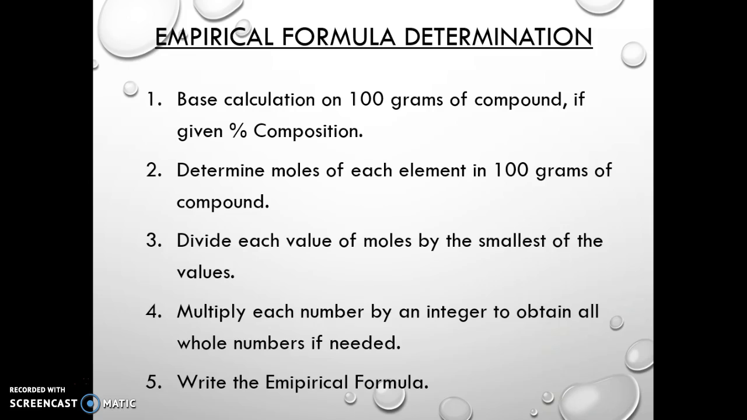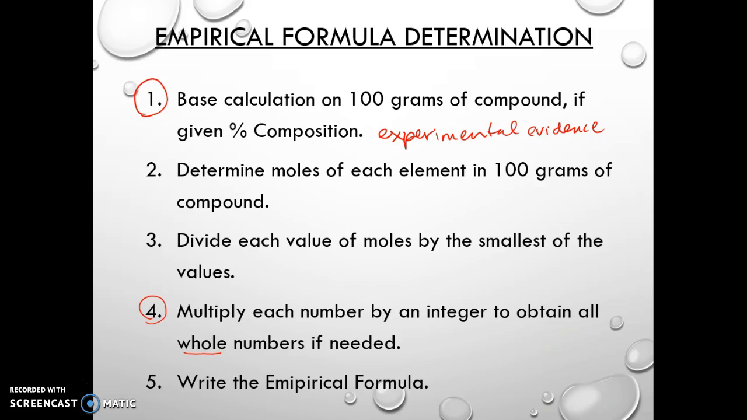Now, let me tell you, step 1 can be skipped if you have experimental evidence. If you have experimental evidence and you do not have percent compositions, you can skip step 1. But if you have percent composition, step 1 comes into play. Step 4 can be skipped if we have all whole numbers. If everything is a whole number, we don't need to multiply by an integer. So step 1 and step 4 are steps that could be skipped if the conditions are right.